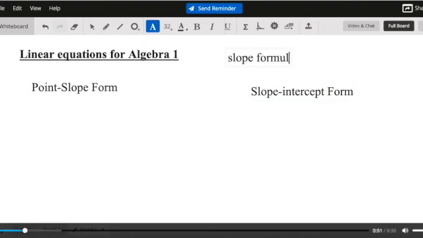Here's the slope formula. If you ever need to find your slope, it's usually known as rise over run, which is kind of like saying height over width.